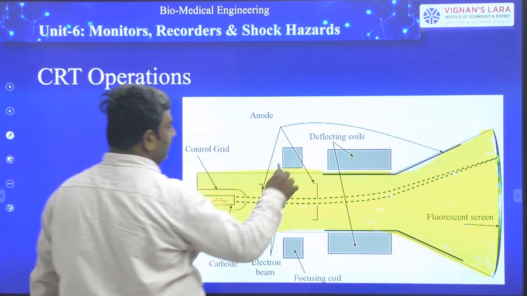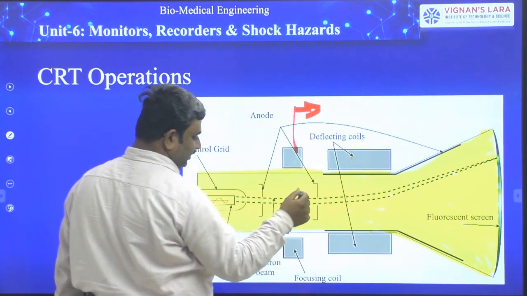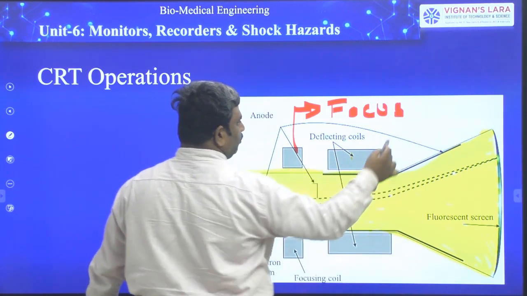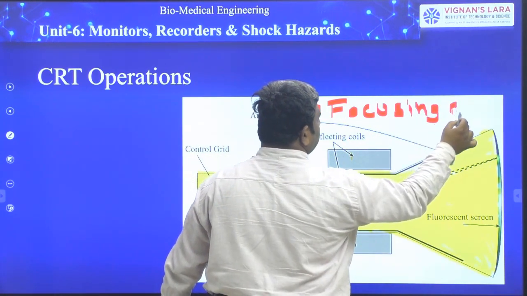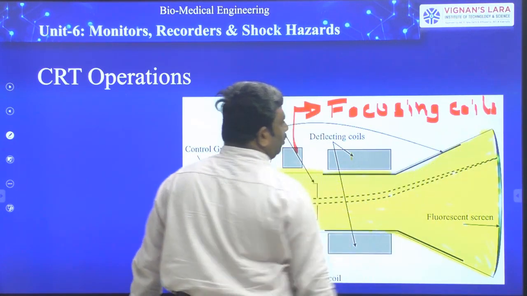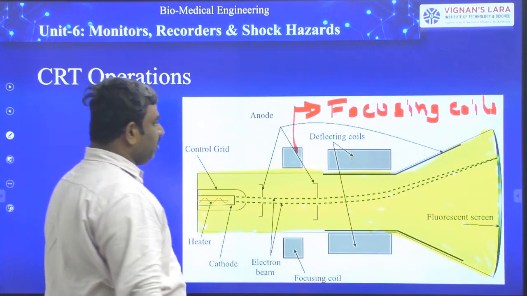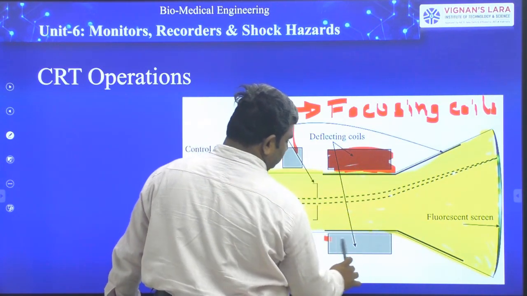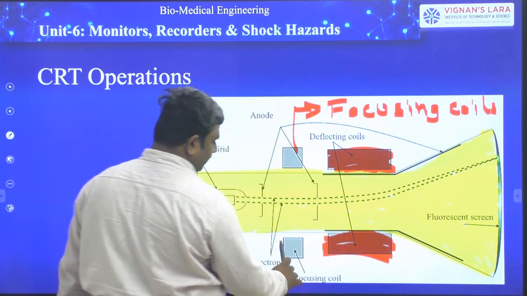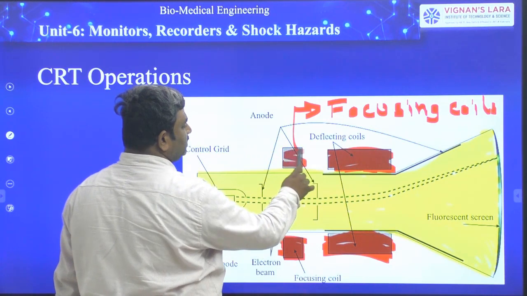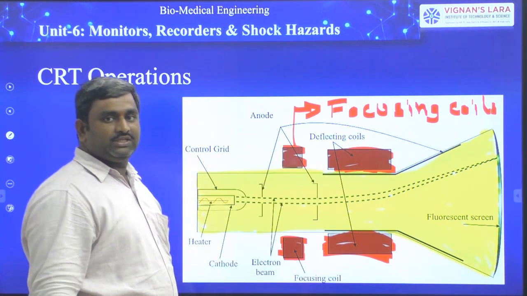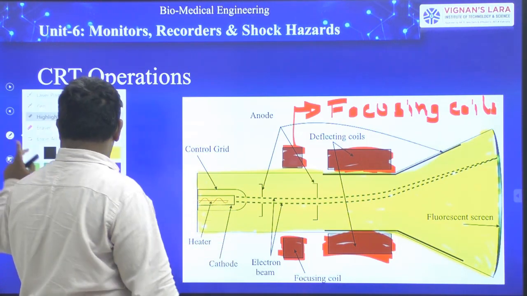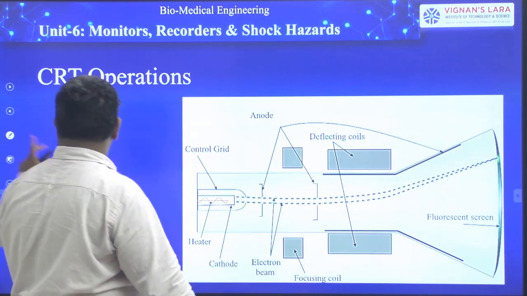Let us see, I am representing here. These are the focusing coils. Next, these are the deflecting plates, this one and this one. This is a focusing coil, and this is also a focusing coil. So these are the focusing coils. And now I am erasing everything. Right, now I have erased everything.